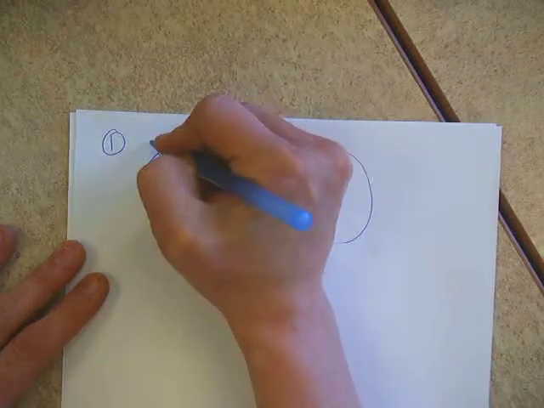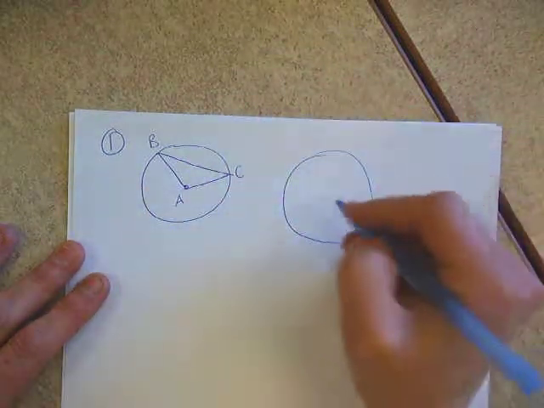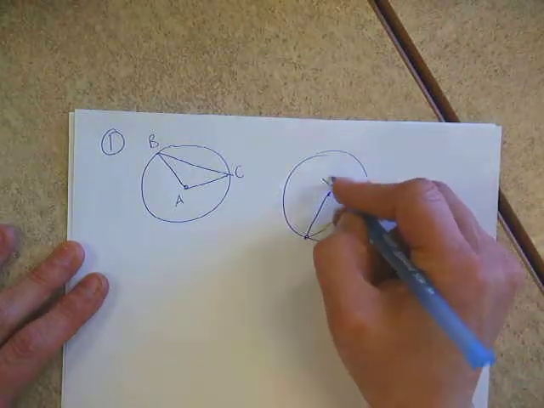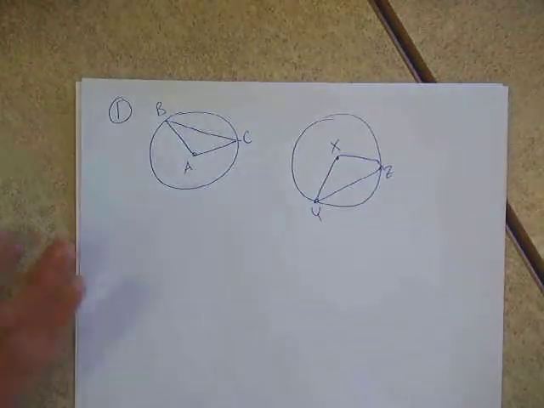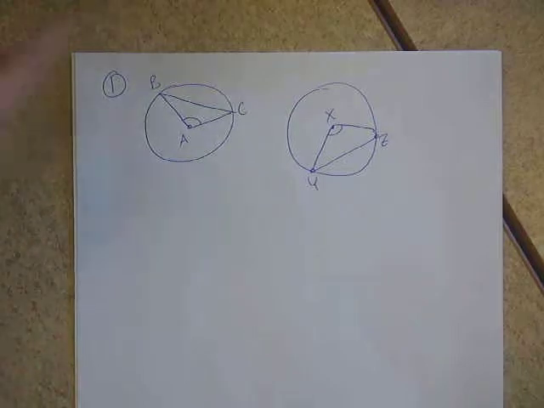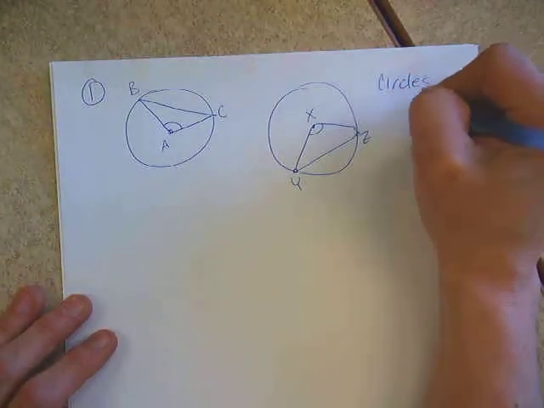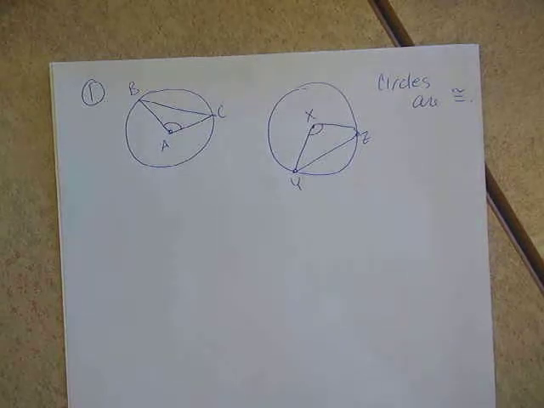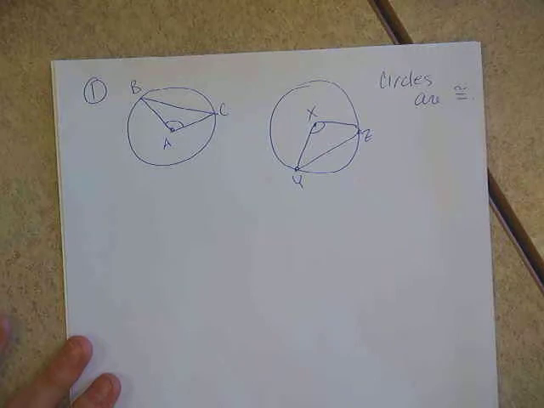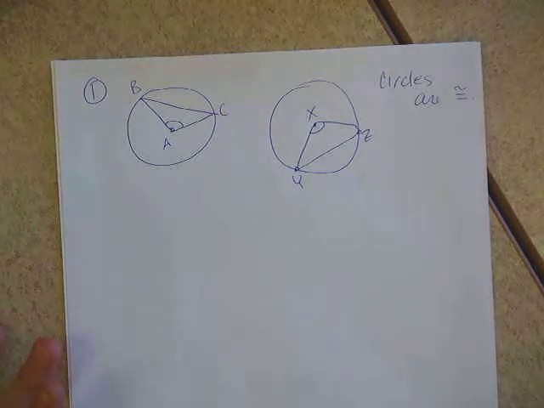Number 1, try and make them the same size. So, knowing that the circles are congruent, they're going to ask, what can you conclude? 1 and 2 are the same types of questions.